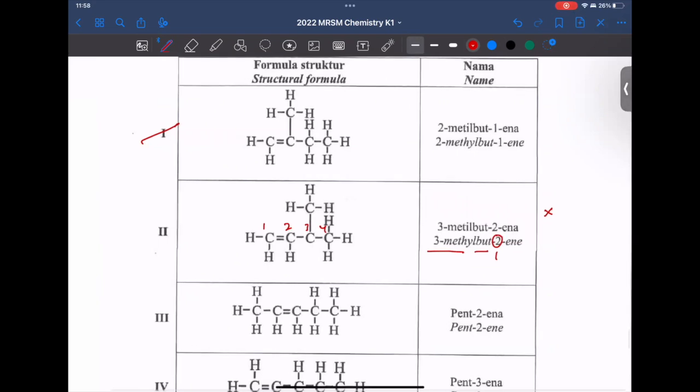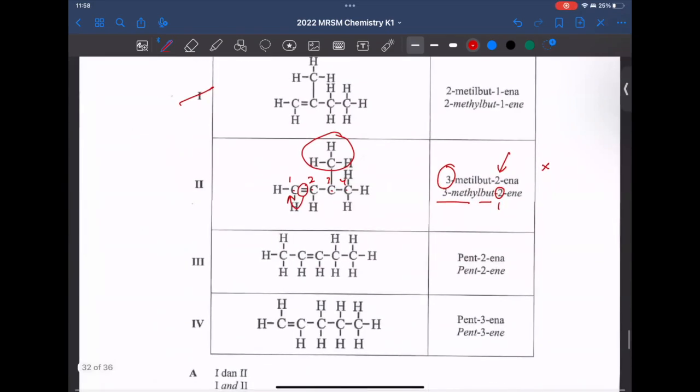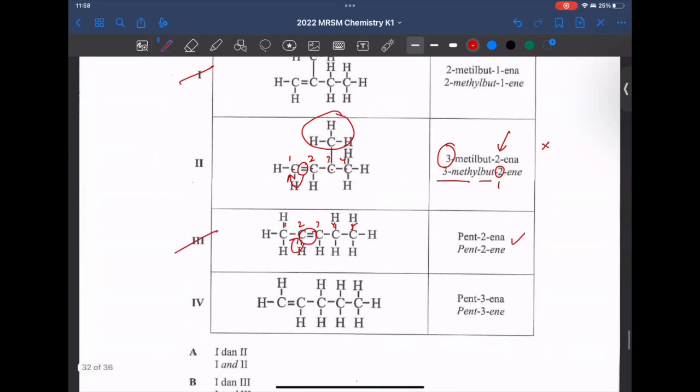Again, you see, carbon 1, 2, 3, 4. This is a methyl group. Methyl attached to 3, correct. But the double bond is attached to carbon number 1. But it says here but-2-ene, so it's wrong. And then 3 is pent-2-ene, correct. This is 1, 2, 3, 4, 5. The double bond is attached to carbon number 2. So this is correct. 3 is correct.